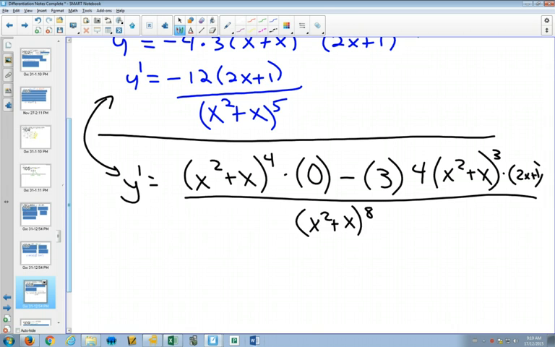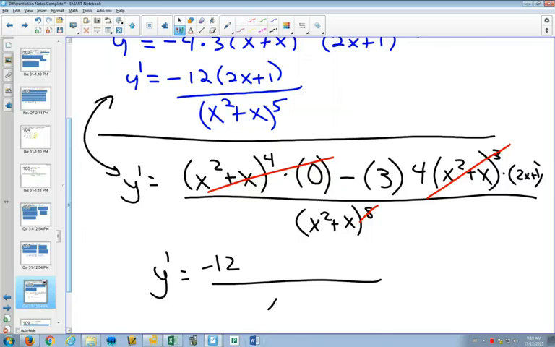But if we look at what's there, this is going to be 0, so this is going to go away. Can you see that you have negative 3 times 4? That'll give me negative 12 on the top. And can you see that this x squared plus x to the 3 will cancel out with 3 of these, leaving x squared plus x to the 5 on the bottom. Then once that's canceled out, I still have a 2x plus 1 on top, and yes, they are identical.